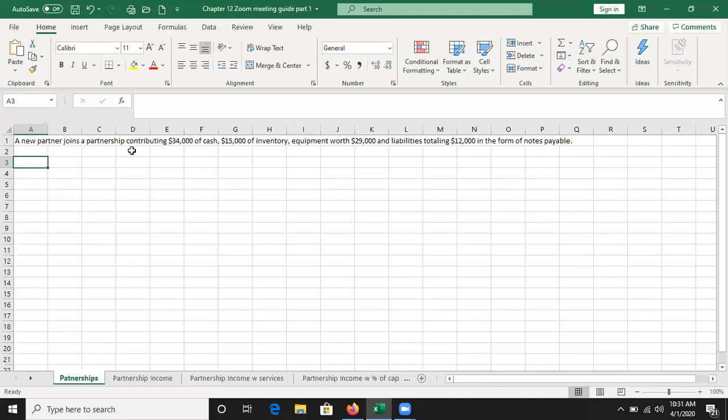This is pretty straightforward. From the partnership's perspective, again, the business perspective, when it comes to taking these assets and liabilities, you just have to recognize a journal entry that recognizes that cash is being gained. So we debit cash. So all assets that are contributed to the partnership would be debited. Okay, so cash is an asset. Debit, inventory is an asset, 15,000. Equipment's an asset, 29,000.